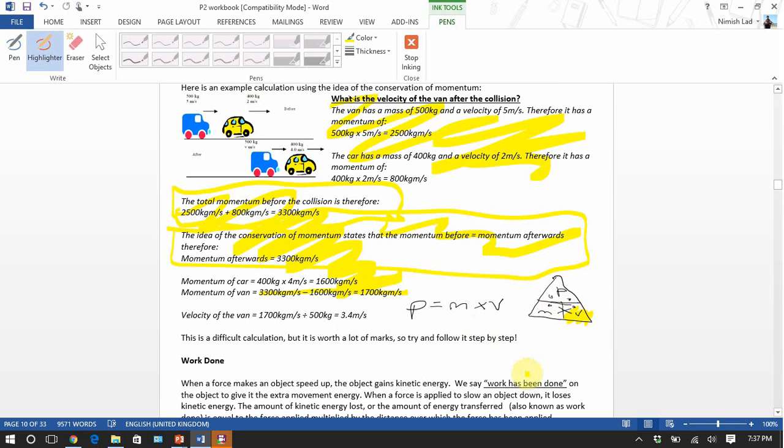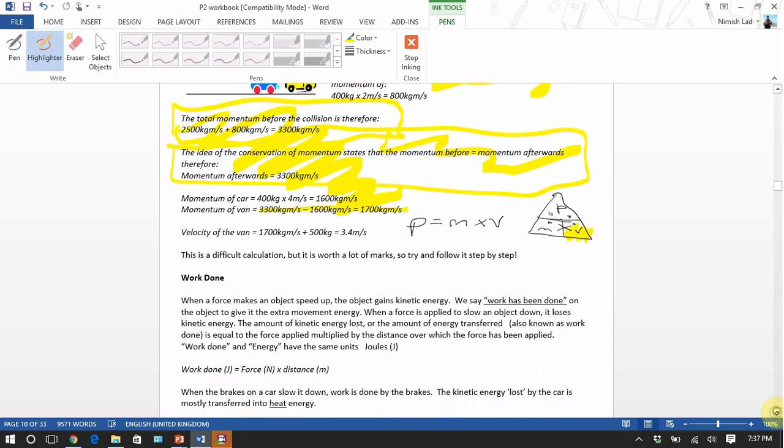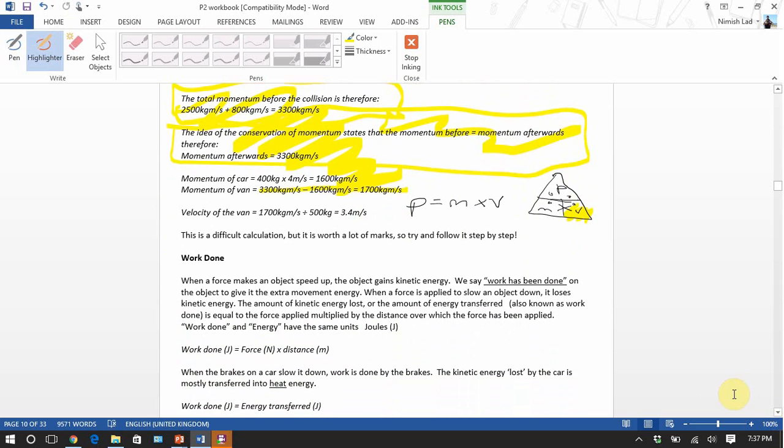Difficult calculation, worth a lot of marks, so follow it through step by step. It's not one to try to skip, do it all on your calculator. Show your working, spread it out. 6-mark question, show your working step by step. You can potentially pick up 5 even if you get one part of it wrong.